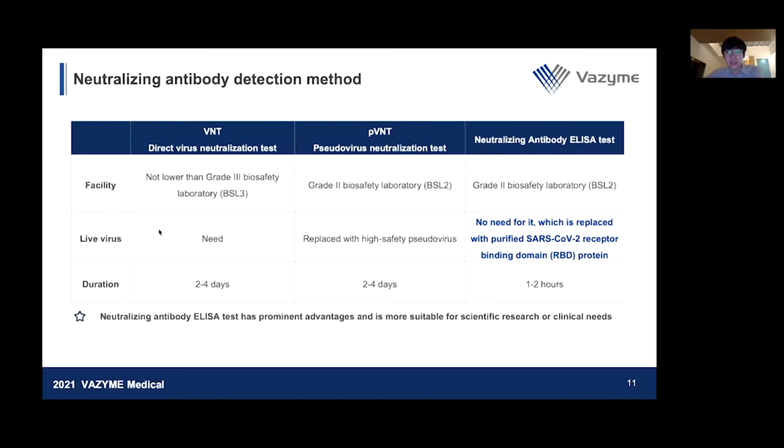And the ELISA test can be done in the BSL-2 lab, which exists in most hospital labs. Because there is no virus involved in this experiment, it is the safest experiment compared to the previous two. And for the ELISA, the test time will be reduced from 2 to 4 days to 1 to 2 hours.